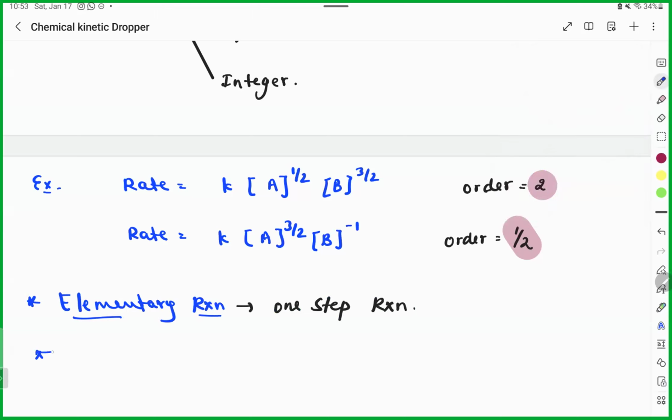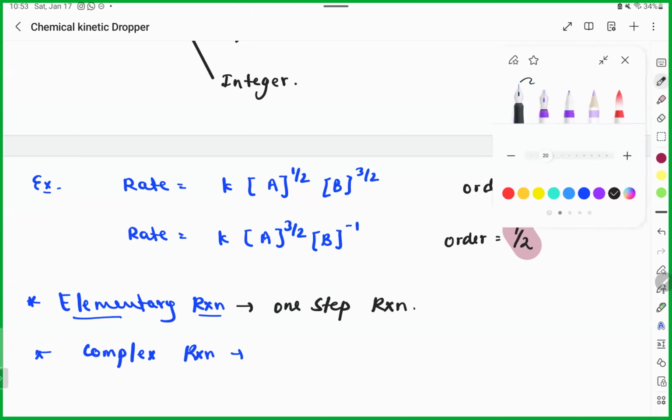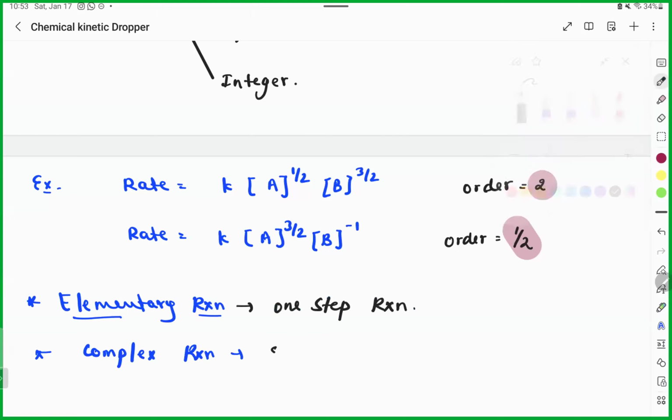Pratigya, what is the complex reaction? Many steps. Sequence of elementary reactions. It means two or more than two. More than one elementary reaction, either two or more than two, will be known as the complex reaction.